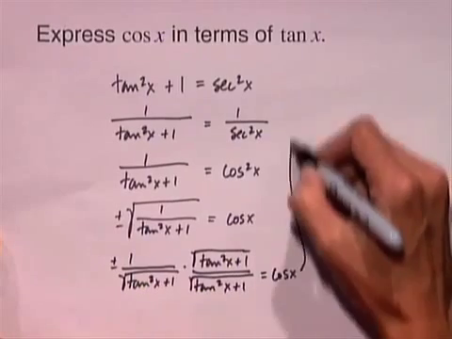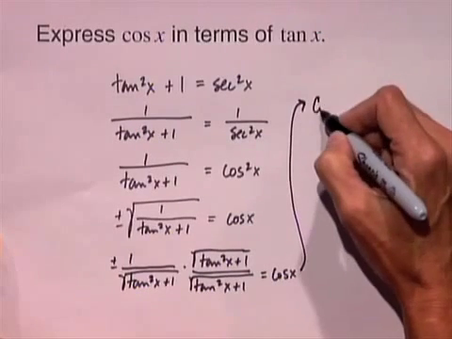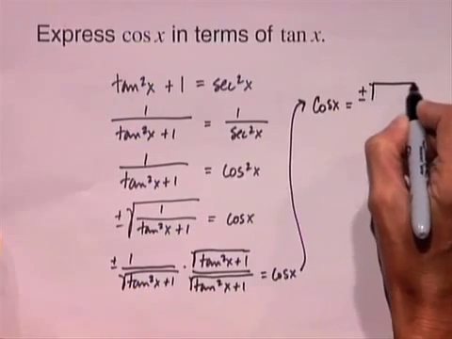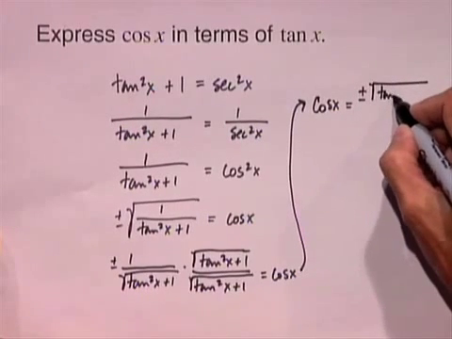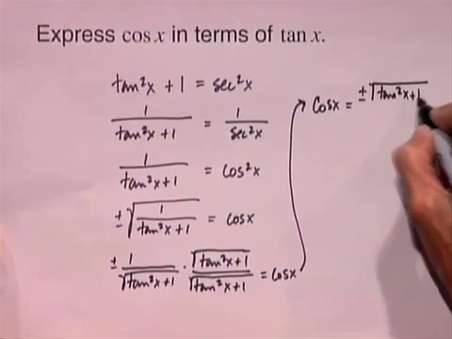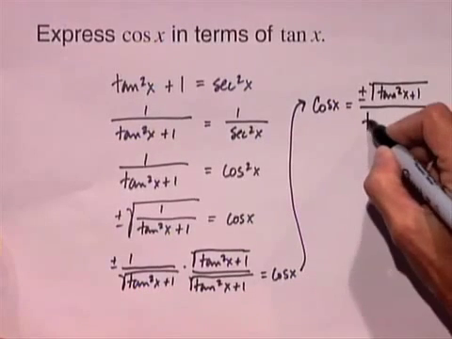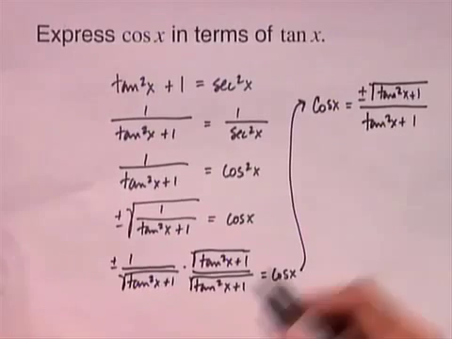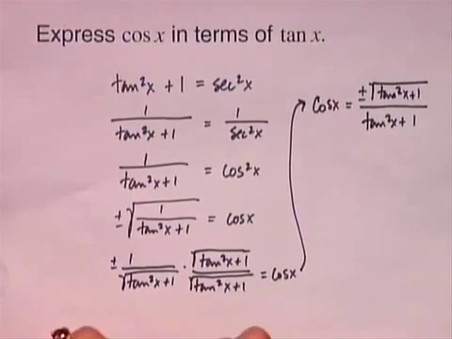And then simplifying, we can say that cosine x is plus or minus the square root of tan squared x plus 1, over tan squared x plus 1. And we have cosine in terms of tangent. And with cosine in terms of tangent and the plus or minus, recall that the quadrant that x is in would determine whether to use plus or minus when using that identity.